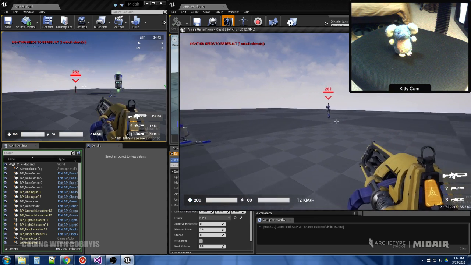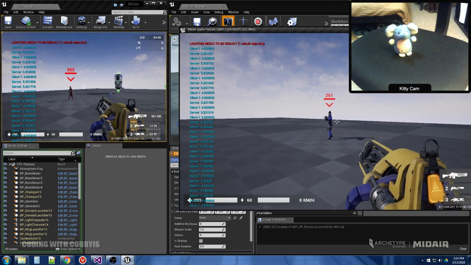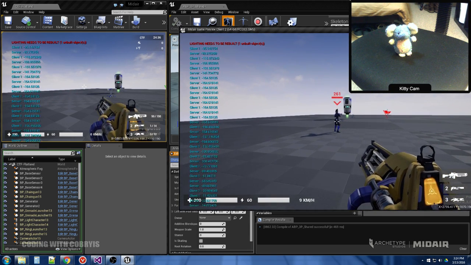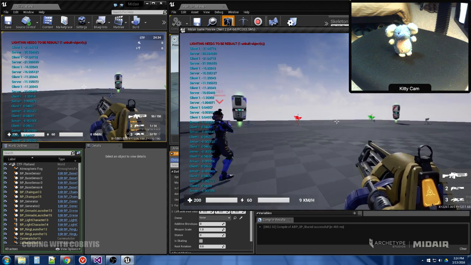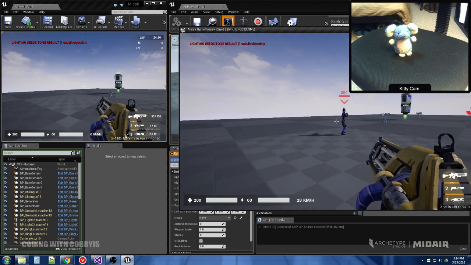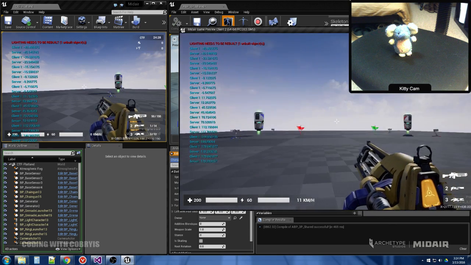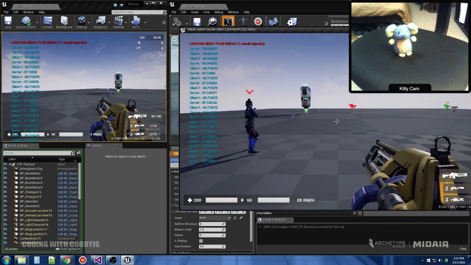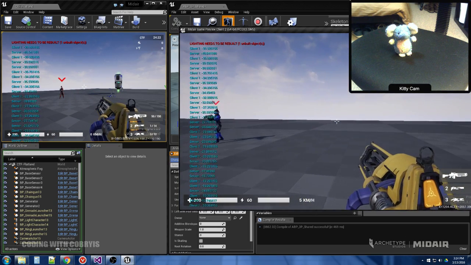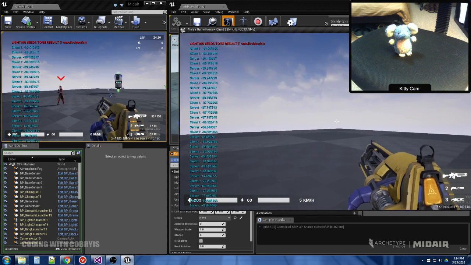Basically, when I'm facing right along the direction I want to go, it's 0, I think. Let's check that by going from a different angle. Yeah, it's around 0. If I face to the right, it'll be like negative 90. Let's try it over here. Negative 90.